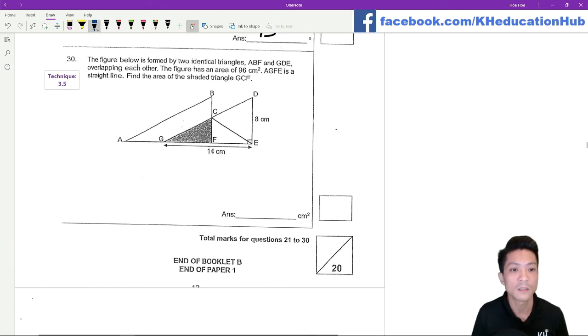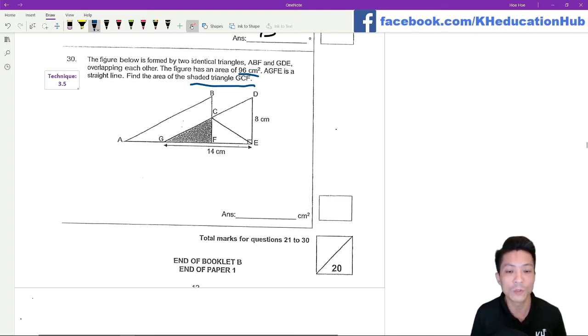Question 30. The figure below is formed by two identical triangles ABF and GDE overlapping each other. The figure has an area of 96 cm square. AGFE is a straight line. Find the area of the shaded triangle GCF.